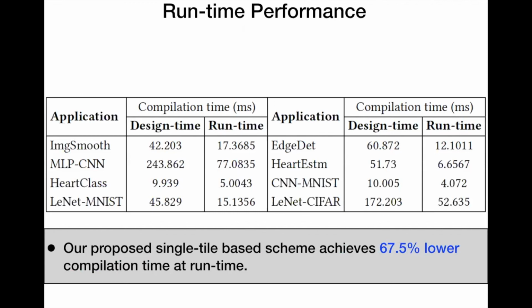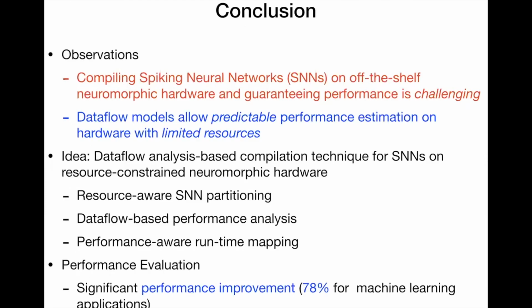We see that our proposed single tile based scheme achieves 67.5% lower compilation time at runtime. With this, we come to the conclusion. We have made 2 observations in this work. First, compiling spiking neural networks on off-the-shelf neuromorphic hardware and guaranteeing performance is challenging. Second, Dataflow models allow predictable performance estimation on hardware with limited resources.